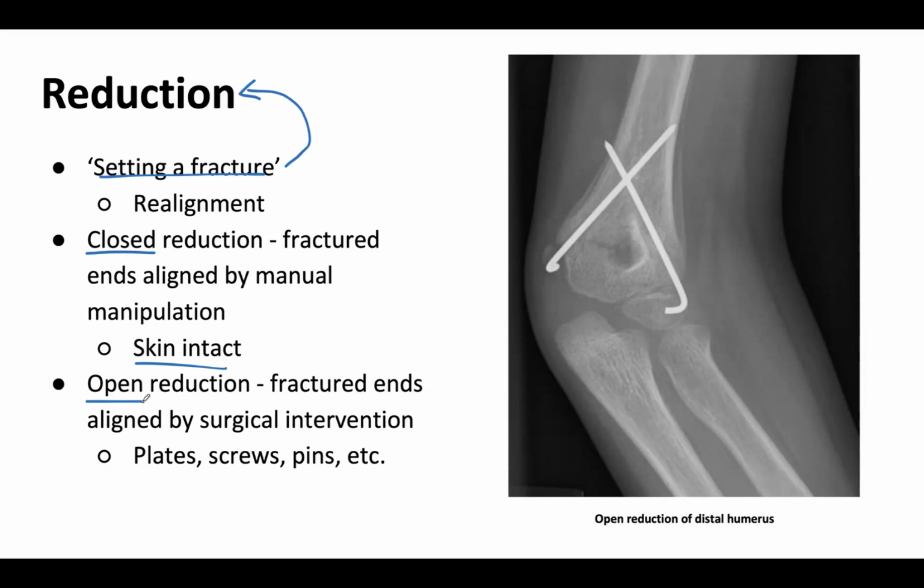That's not true for an open reduction. That involves realignment through surgical intervention. And this often involves plates or screws or pins or maybe all three, depending on the severity. And these will place the fragmented parts in realignment and help them stay aligned for that healing process to occur.